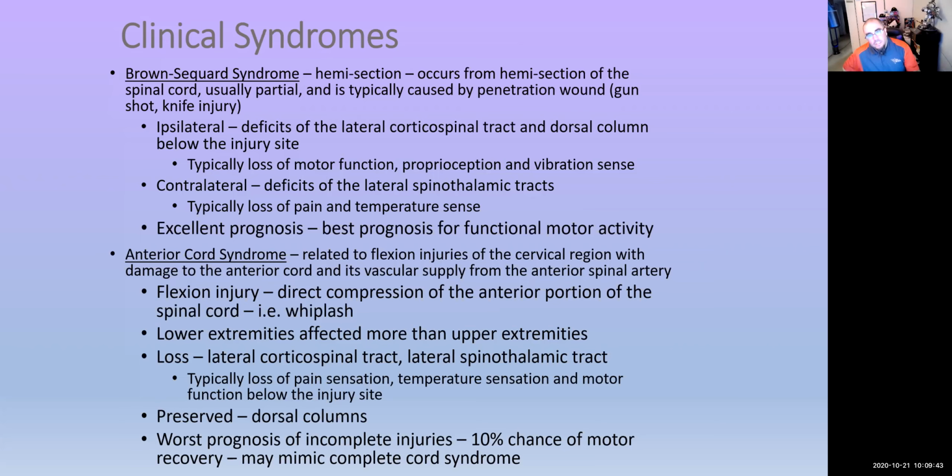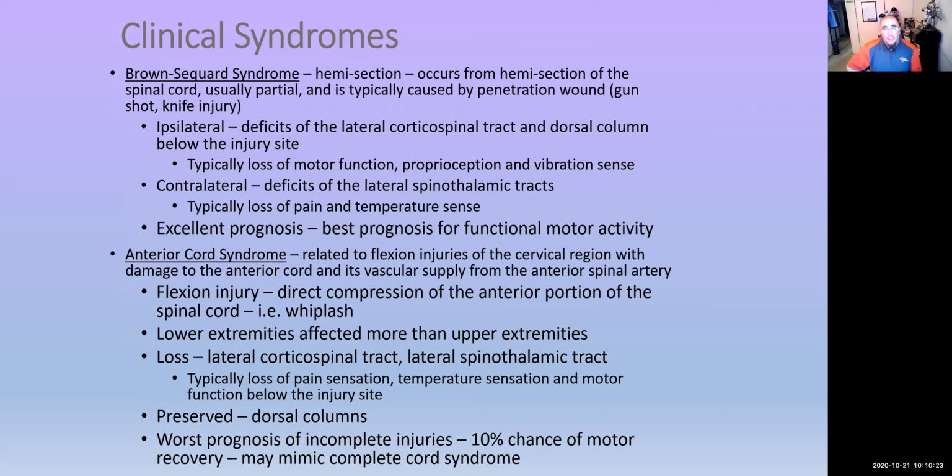If you have a Brown-Séquard syndrome, typically those lateral tracts are what's going to be affected. So you'll have deficits ipsilaterally, so same side. If I'm stabbed on my right side, I'm going to have deficits of the corticospinal tract. And is corticospinal motor or sensory? Corticospinal, motor, there you go, right? Going from the brain to the spine.